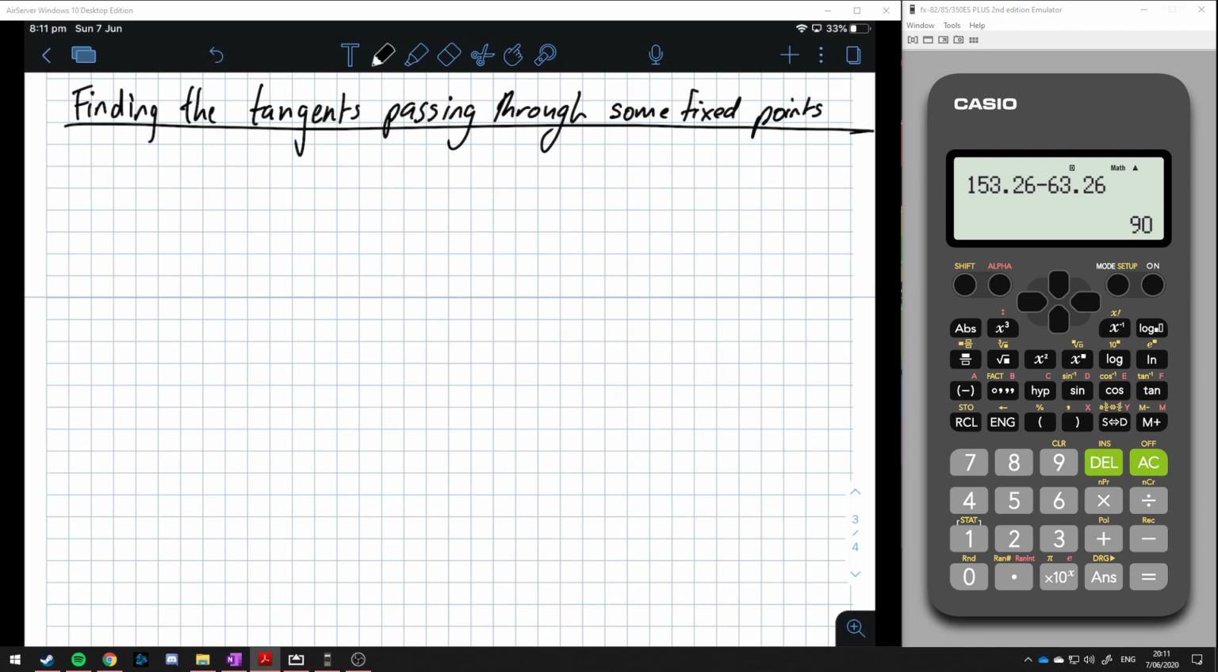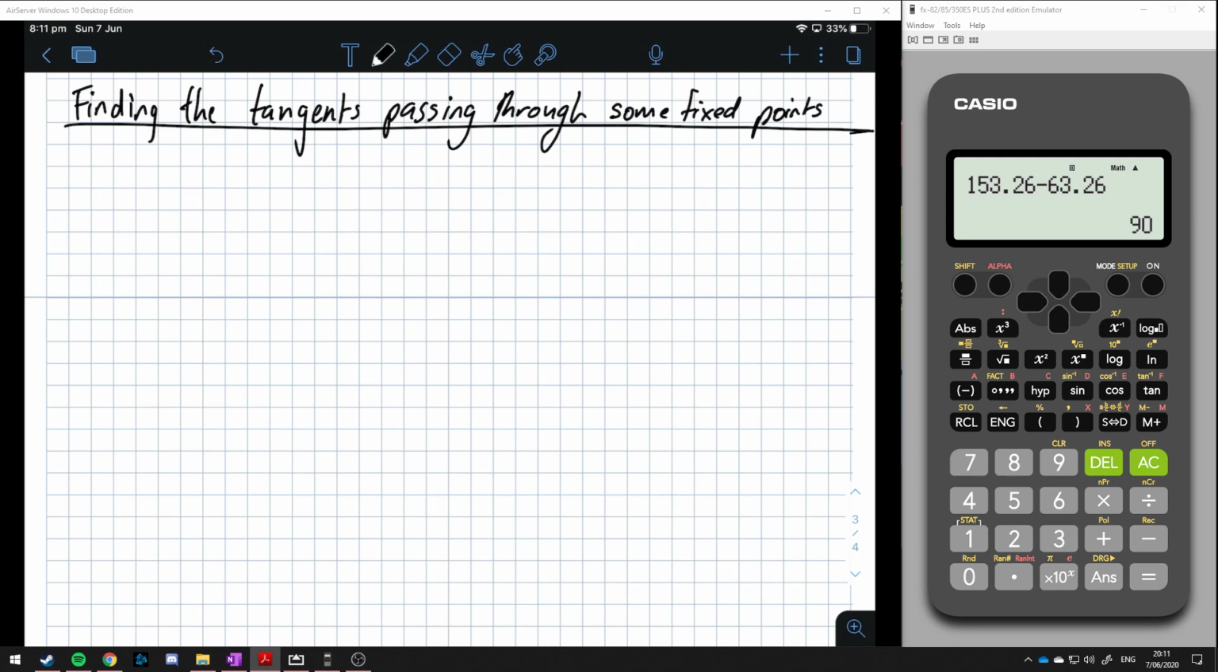So that is, if we have some curve like this, and we might say, for example, I want to know what tangents pass through this point here. So it might be like this one that goes like this, or it might be the one that's really steep up here that goes down like that. We're trying to find all the possible tangents that go through a specific point.